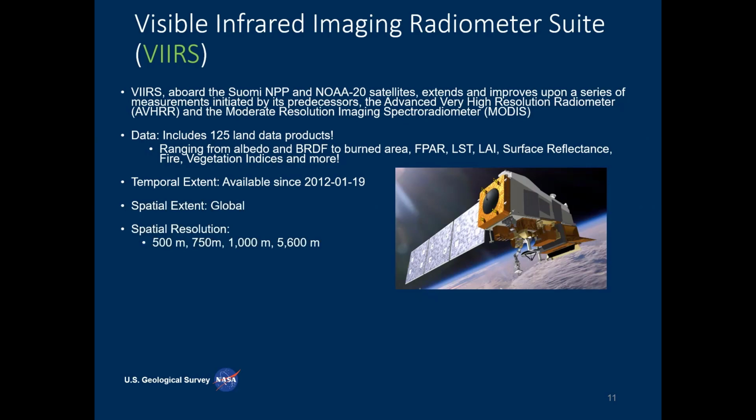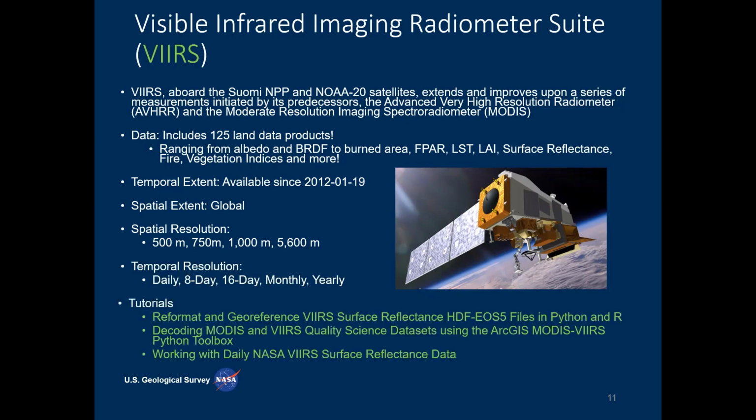Now, these data are available as 500 meter, 750 meter, 1000 meter, and 5600 meter. Those are resampled from 375 to 750 meter bands to match that MODIS data. So with these data, we're seeing changes on the Earth at a larger scale, less detail, but over a larger area. The temporal resolutions are similar to MODIS. They're available as daily, 8-day, 16-day, monthly, and yearly composites. And we also have several tutorials and even an ArcGIS toolbox to work with these data.